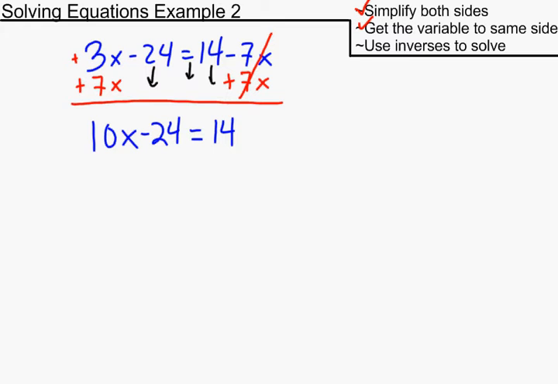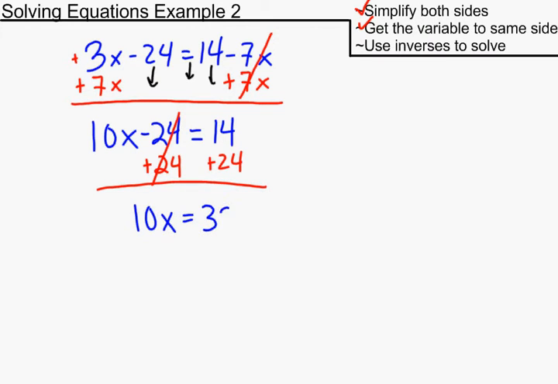And now I just attack this like a two-step equation. I work outside in order to isolate my variable. So I'm going to add 24 to get rid of the minus 24. Again, that cancels those out. Leaves me with a 10x on the left and a 38 on the right. Realize that the 10 is attached with multiplication. So to undo that, I would divide. So my answer is x equals 38 over 10.